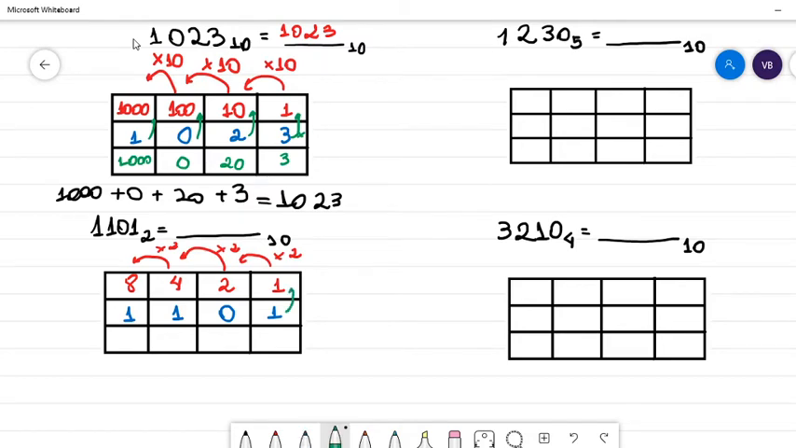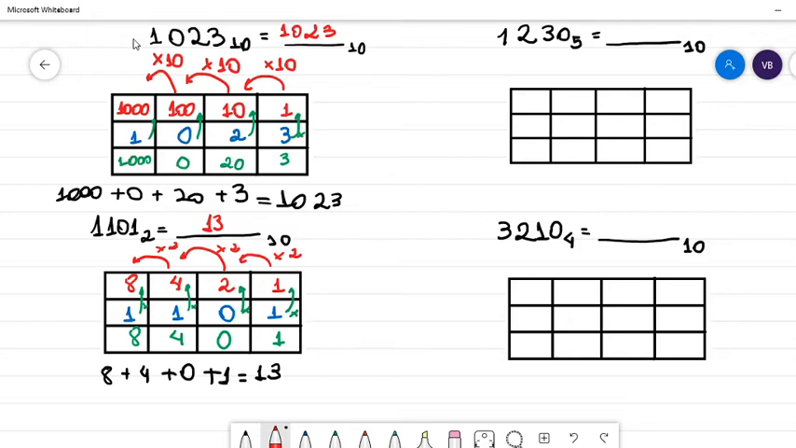What is the third step? I have to do 1 times 1 is 1. 2 times 0, 0. 1 times 4, 4. 1 times 8, 8. And now, what is the final step? I take 8 plus 4 plus 0 plus 1 and add all of them. So 8 plus 4 is 12, plus 0, 12. 12 plus 1 is 13. So this says that the number 1101 in base 2 is the same as the number 13 in base 10. Okay?